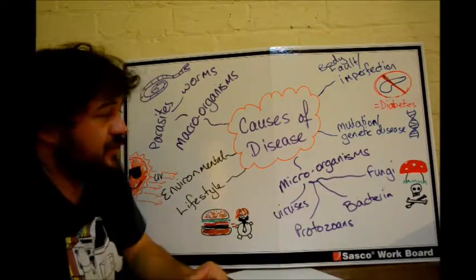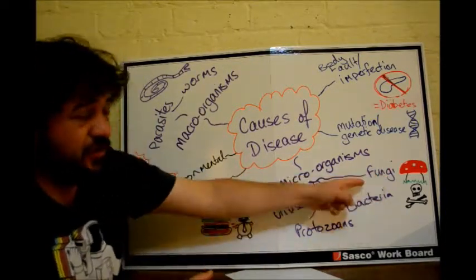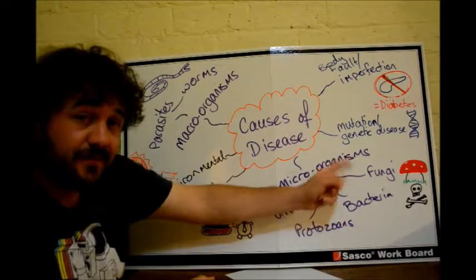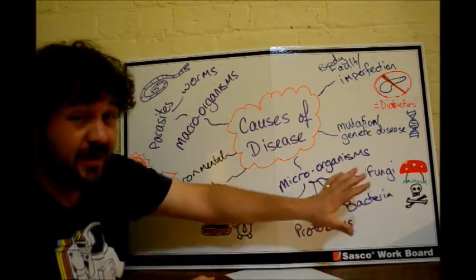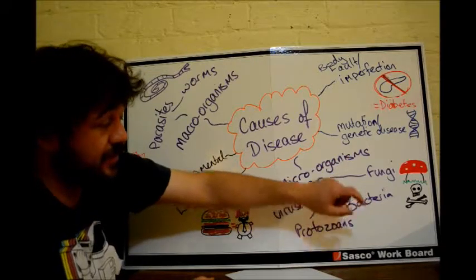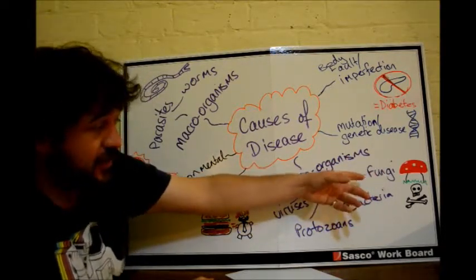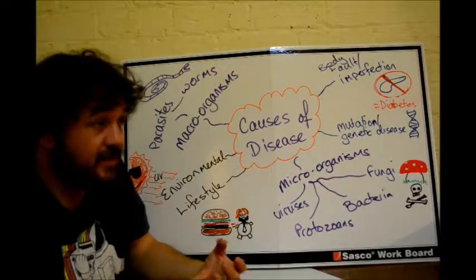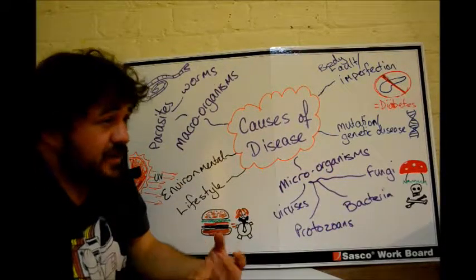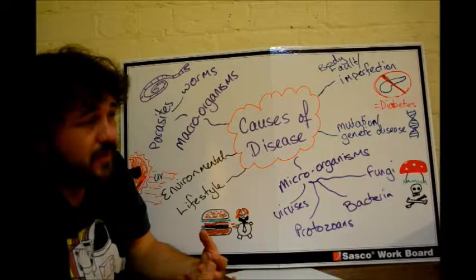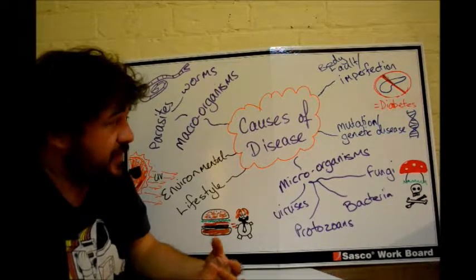Fungus. So you can call this a fungi, or a fungi. I don't care. Just know what it is. So mushrooms are a fungus. So here we have mushroom of death. But generally we're talking about things such as yeast infections or athlete's foot, etc.